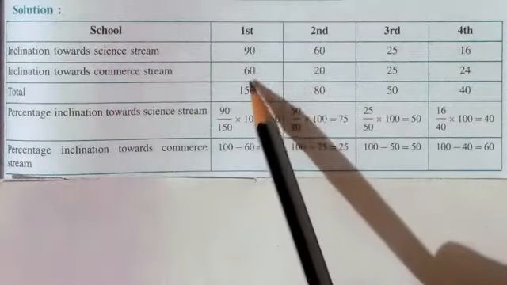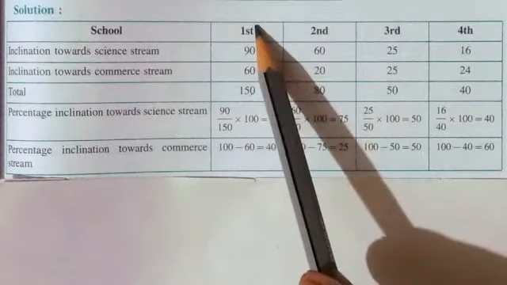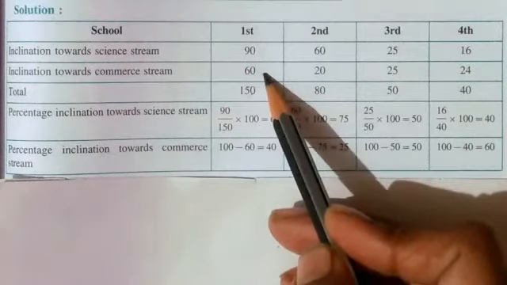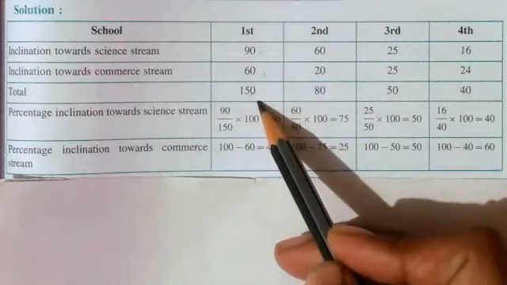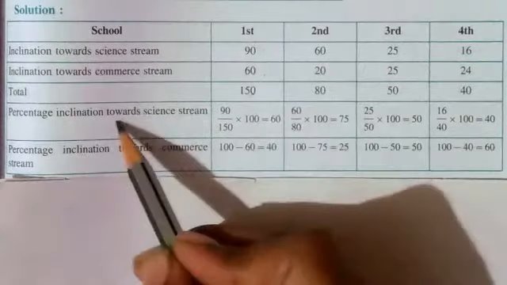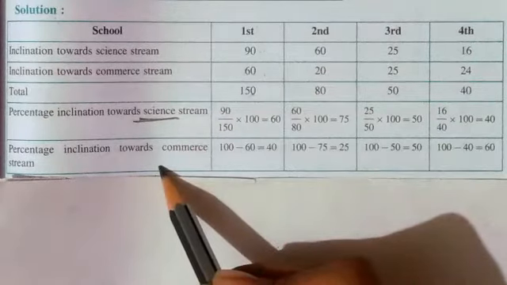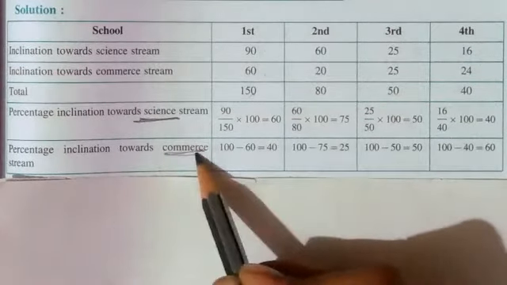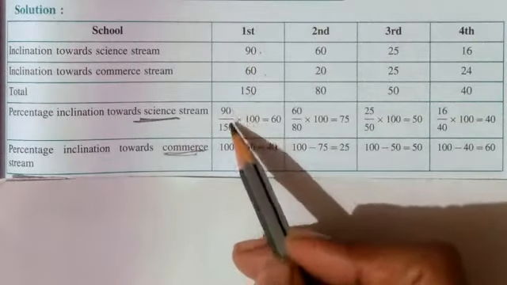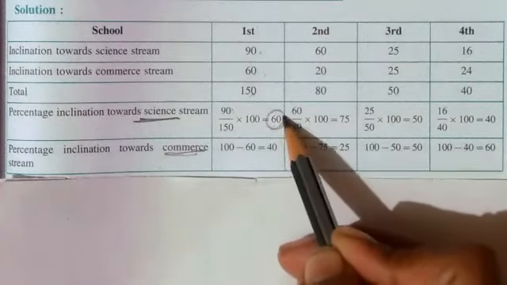First of all, you have to add both science and commerce stream students from each school. So from the first school the science stream students are 90 and the commerce stream students are 60. The addition of this is 150 students. Among these 150 students we have to find out the percentage of science stream students, and then later the percentage towards the commerce stream. So the figure of science is 90. So 90 out of 150, it means 90 upon 150 multiplied by 100. So we will get the percentage of science stream.